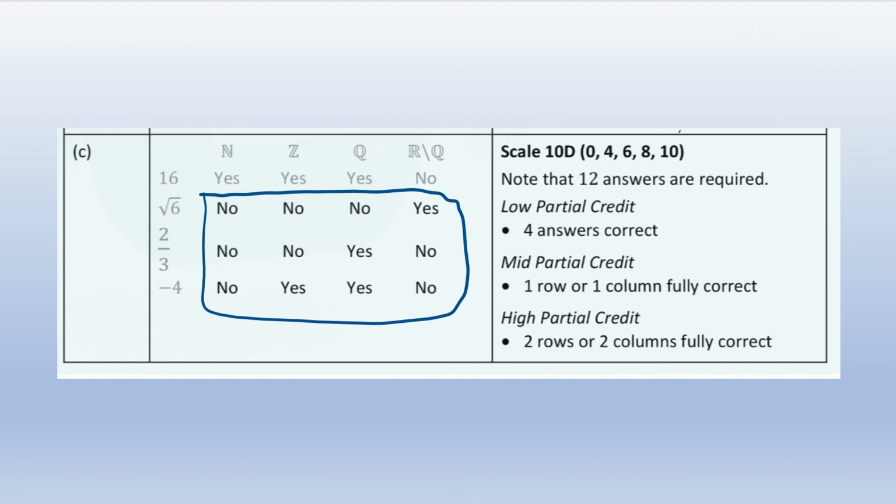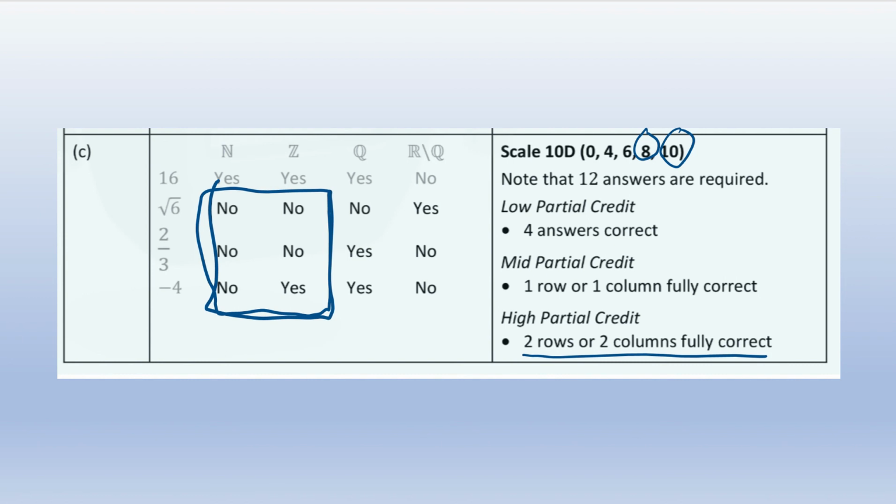Just looking at the marking scheme, obviously you get 10 marks for getting all of those correct. Your high partial credit, which was 8 marks, was if you got 2 rows or 2 columns fully correct. So if you got that box there, that would be 2 columns. If you got all of those correct, you're getting 8 marks, even if you made a mess of that part there. You're still getting 8 marks, which is 80% of the whole question, and you've only answered half of it correctly. So they're basically firing marks at you there.